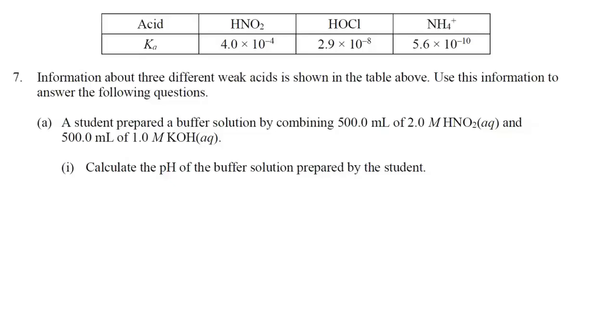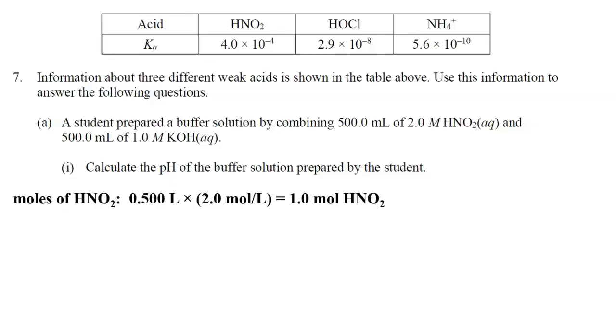Calculate the pH of the buffer solution prepared by the student. Now, when you are given volume and molarity, a good strategy is to calculate the number of moles of each substance. So we are given volume in milliliters. We're going to divide by 1,000 to go from milliliters to liters. So 500 divided by 1,000 would be half a liter. So for the nitrous acid, HNO2, we have half a liter, so 0.5 liters, of a 2 molar solution.